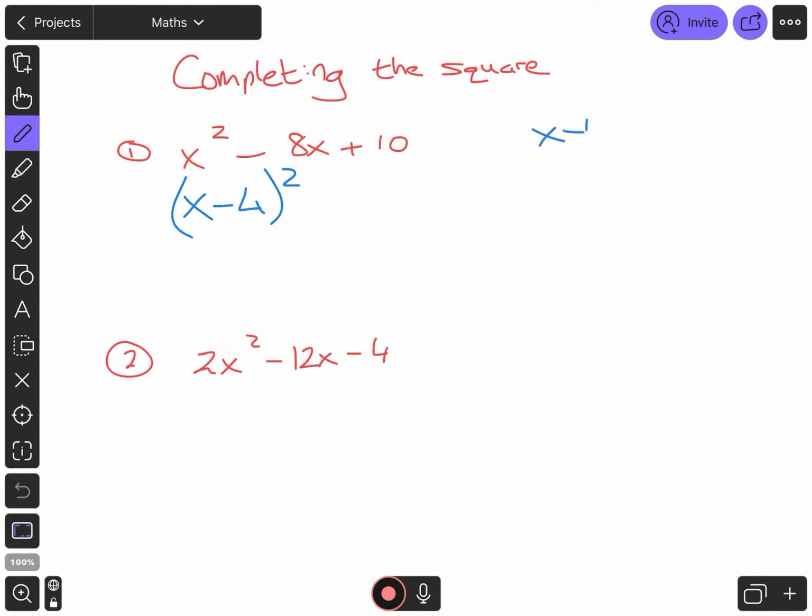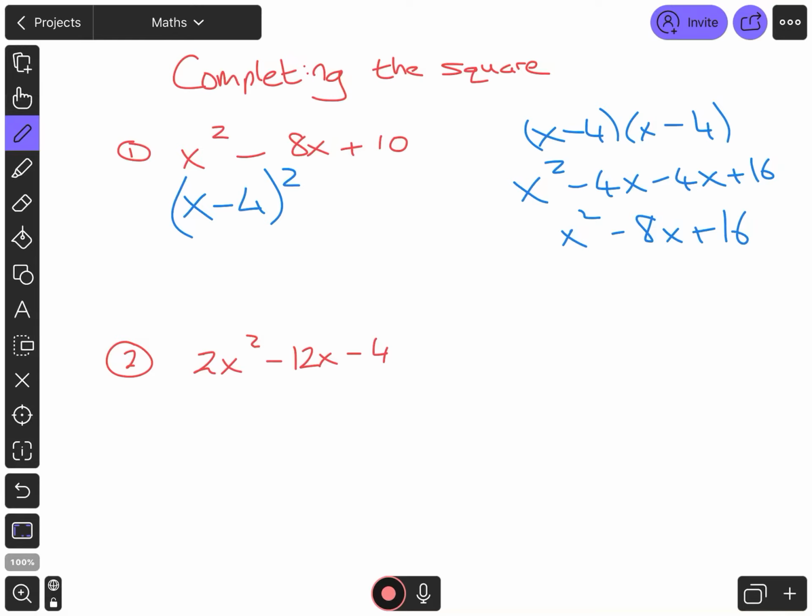Then out the side, just for workings, you square that out and you see how far we are away from having this plus 10. When we square this out, we will have these first two parts, and then we just need to add a number on here, that's going to be our c value, to get us back to that plus 10. So we're not changing the sum, we're changing the way the sum is written. When I multiply this out, I'm going to end up with x squared minus 4x minus 4x plus 16, so that is x squared minus 8x plus 16.